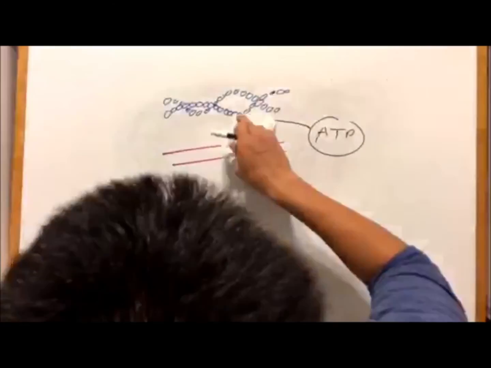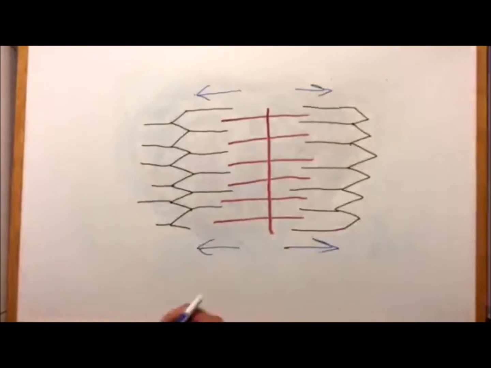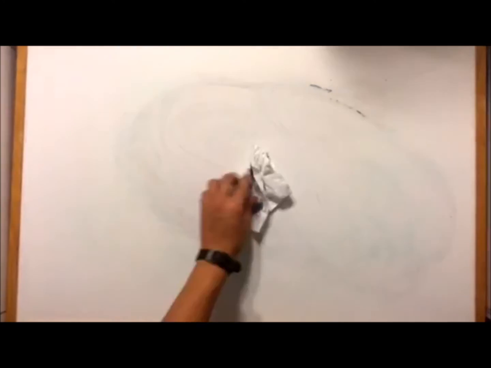ATP once again binds to the myosin head to unbind it from the actin strand. This process continues until normal action potentials are no longer received by the muscle cells, which causes the levels of calcium ions to drop, which allows the sarcomere to relax.